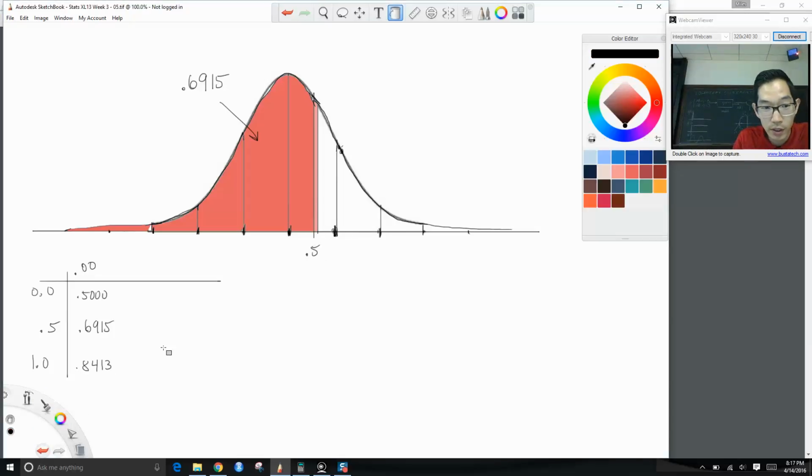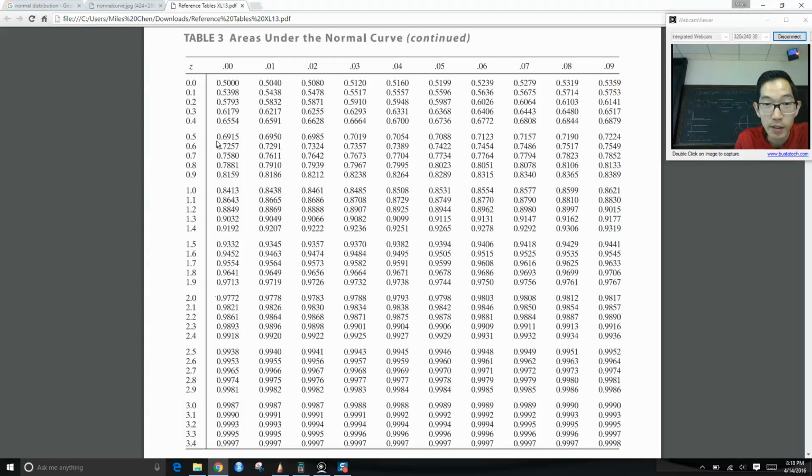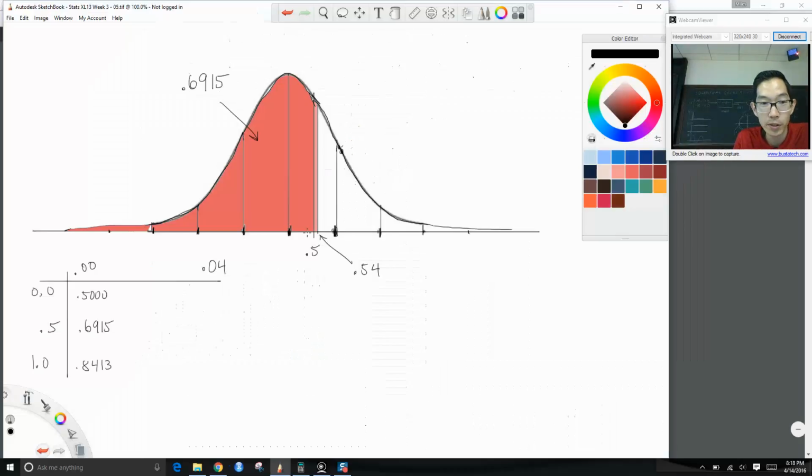Let's say this spot is now going to be 0.54. In order to save space, the way our reference tables handle this is that it puts the value 0.54 in the row for 0.5, but you have to look up the value in the column where it says 0.04. So rather than having one row for every single entry, it says go to the row 0.5, but look in the column 04. And so the area now is going to be 0.7054.